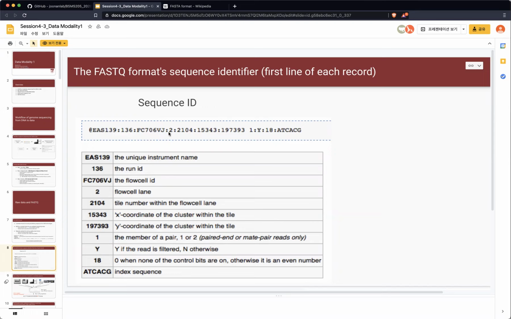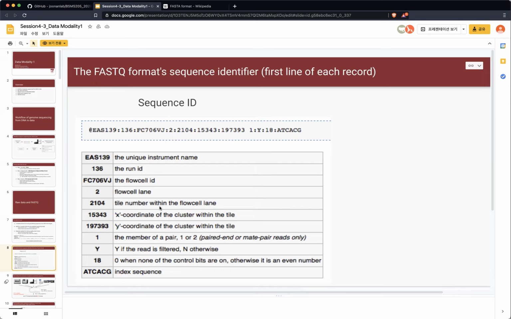And the next item is the flow cell lane. If you look at the flow cell from the previous section's image, it has 8 or 10 lanes in one flow cell. And if you inject your library into the flow cell, you have to choose which lanes you're going to inject your library into. If you inject your library into the first, second, third, or fourth lane, it is always recorded into the sequence ID as well.